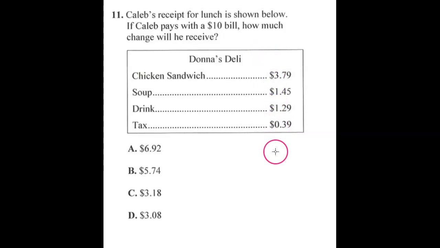Add it all together, and then you're just going to take whatever number you get and take $10 and subtract that number. And that's how we would do number 11. Figure out how much change he should get. This is an important skill. I'm not going to work it out for you guys because you should know how to do this. And it's one that you should practice because when you pay, you should know how much money you get back.